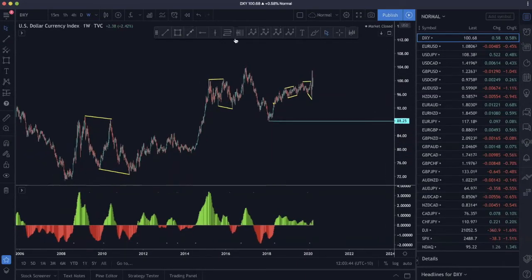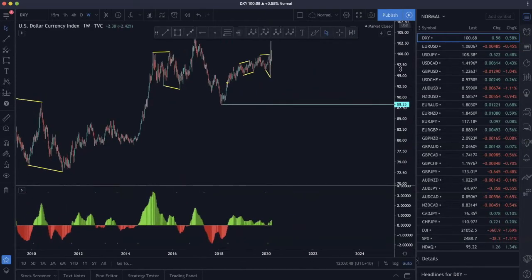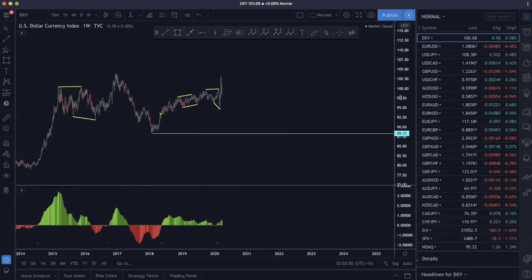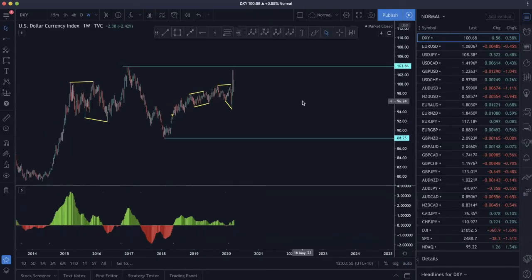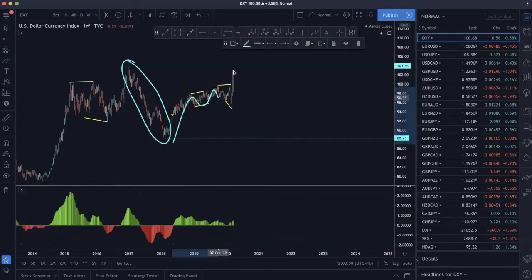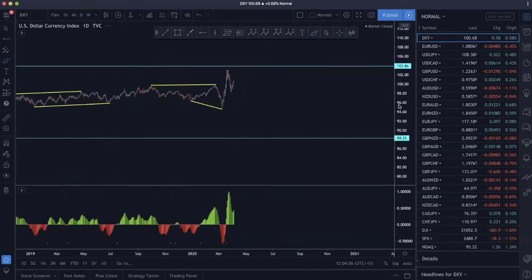We'll be looking at the DXY, so the US dollar currency. At the moment, on a weekly time frame, I'm looking at the potential for us to be in a C wave. So this is our A wave down. We're currently in our B wave. We'll get a C wave before we move back up. That's the one possibility I'll go through in this video.